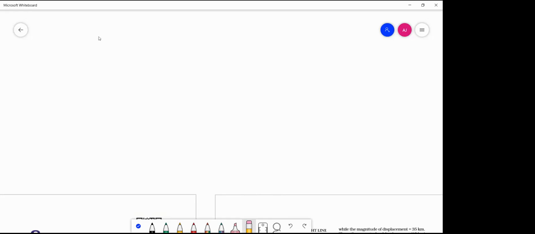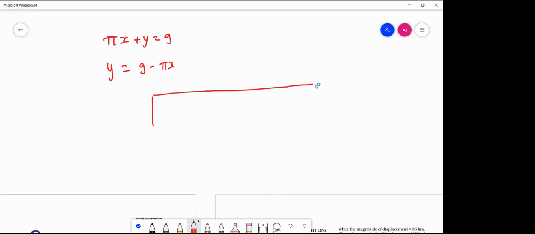Okay. So another example I want to take from NCERT is pi x plus y equal to 9. Pi x plus y equal to 9. So here the equation is given. So what I will do, I will find y in terms of x. So it will be 9 minus pi x. Now if I want to find the solution, I will put different values of x and get different values of y. So it will be x, y.